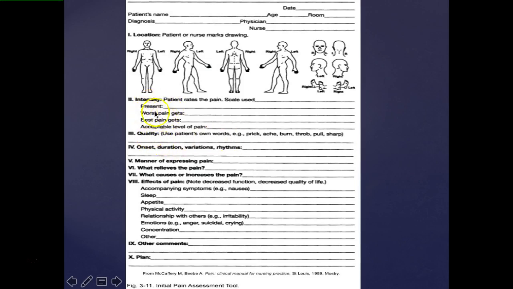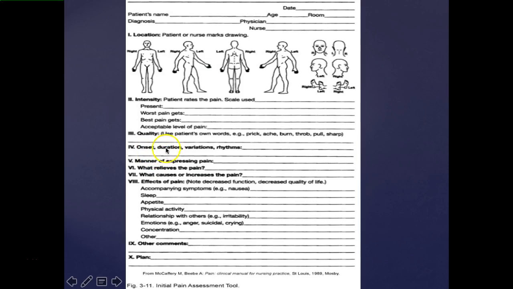So first is obviously the P of our PQRST, and now here's our Q, the quality. Use their words. They may say prick. You can give them a couple examples and then have them tell you what it is, and that'll help you identify the tissue a little bit.